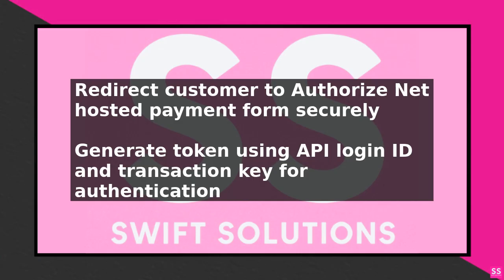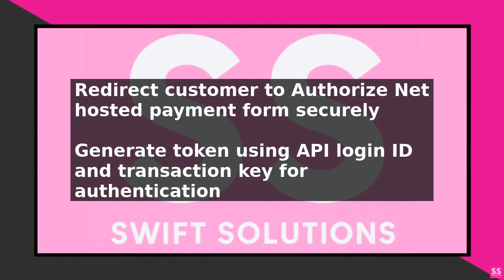Once the customer has been redirected to the hosted payment form, they will enter their payment information and submit the form. Authorize Net will then authenticate the payment information and return a response to your server. This response will include a payment token that can be used to complete the transaction.